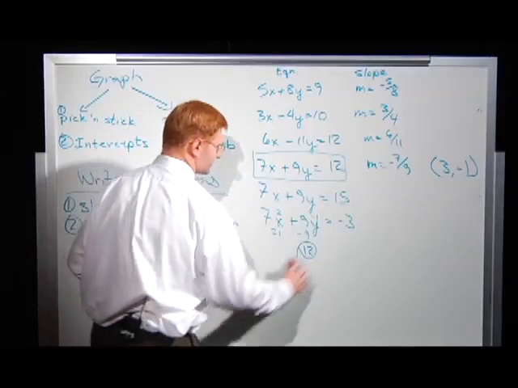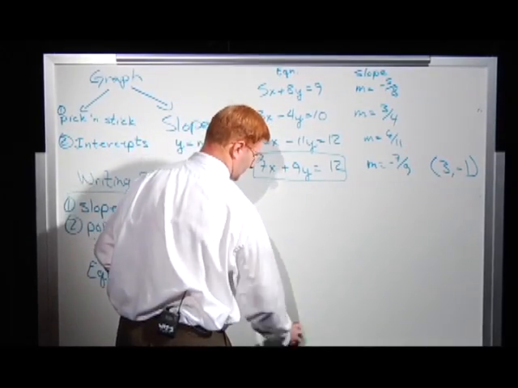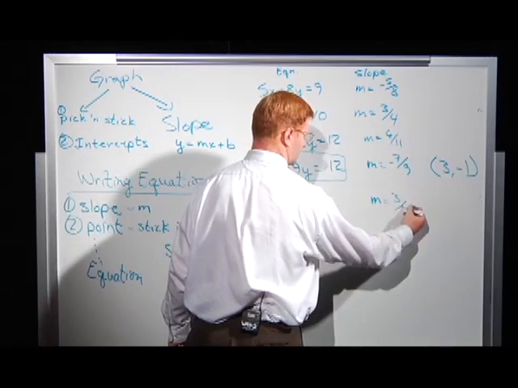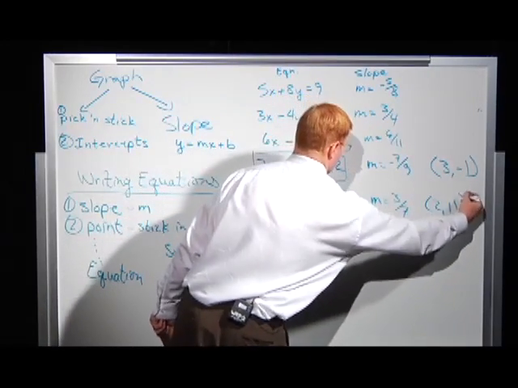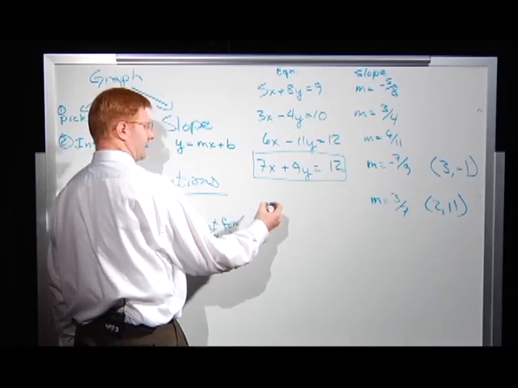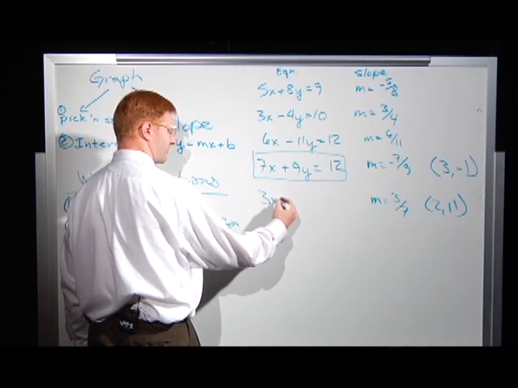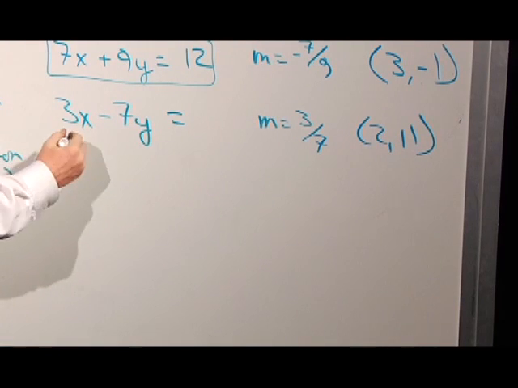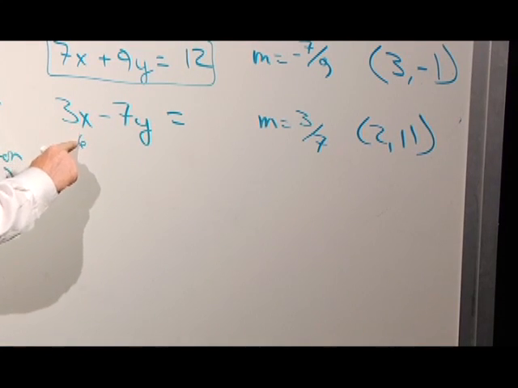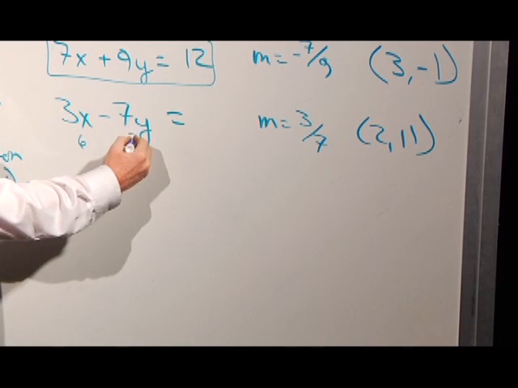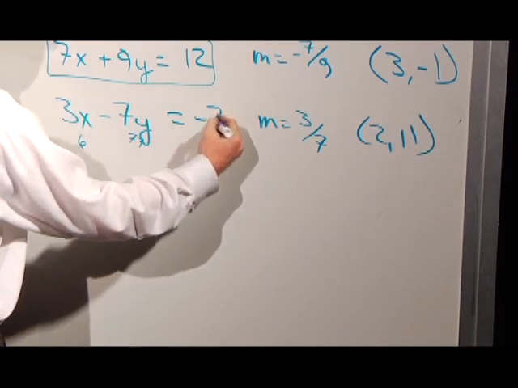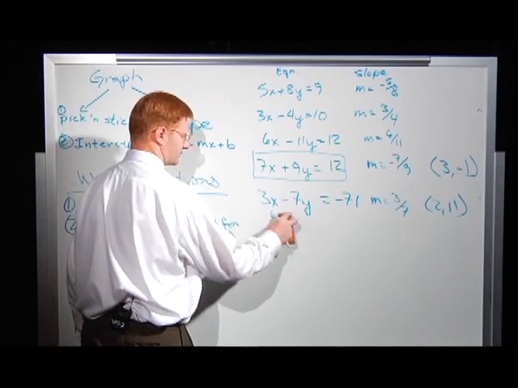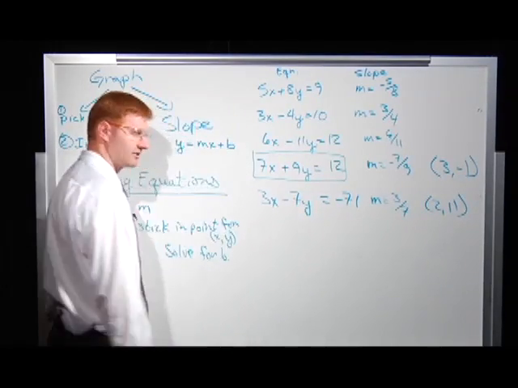Now, the reason that this is so handy, we're going to do that exact same one we had before. 3/7. That means we're going to have a 3x minus a 7y equals, stick the point in, 6 minus 77. It's a negative 71. You're done. There are no fractions ever. That's the beauty of having standard form.